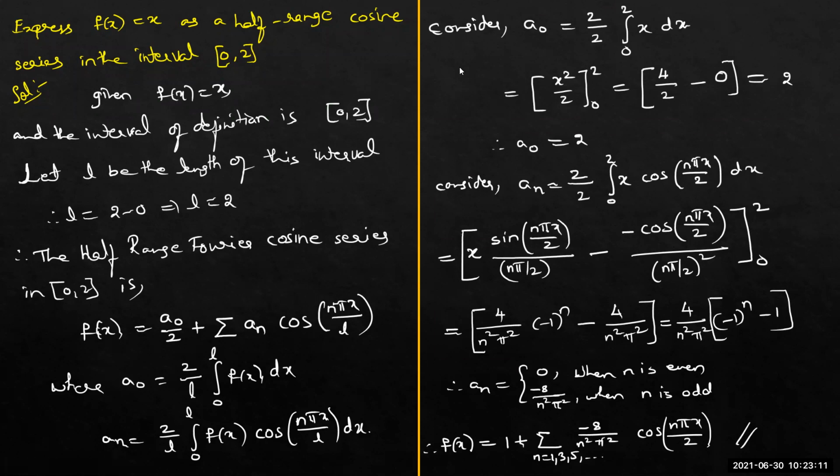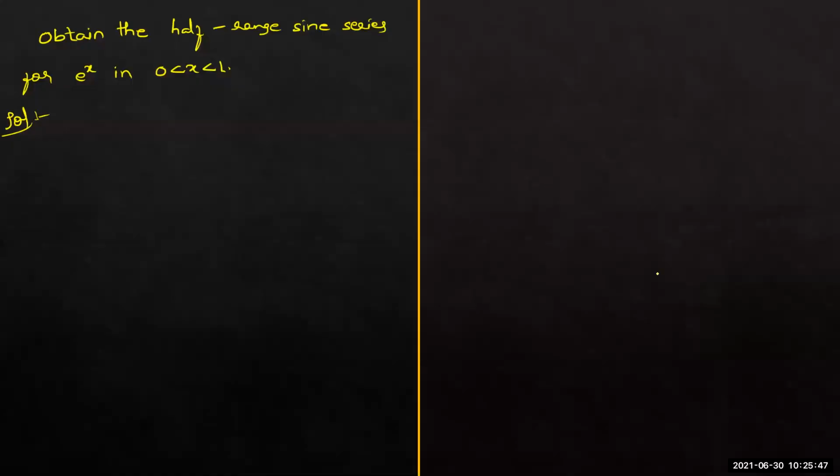Now see, the function you are given here is e power x. For this particular function e power x, we need to find out the half range sine series in the interval 0 to 1. Understand the things carefully. I'm just writing all the information you are given in the question.